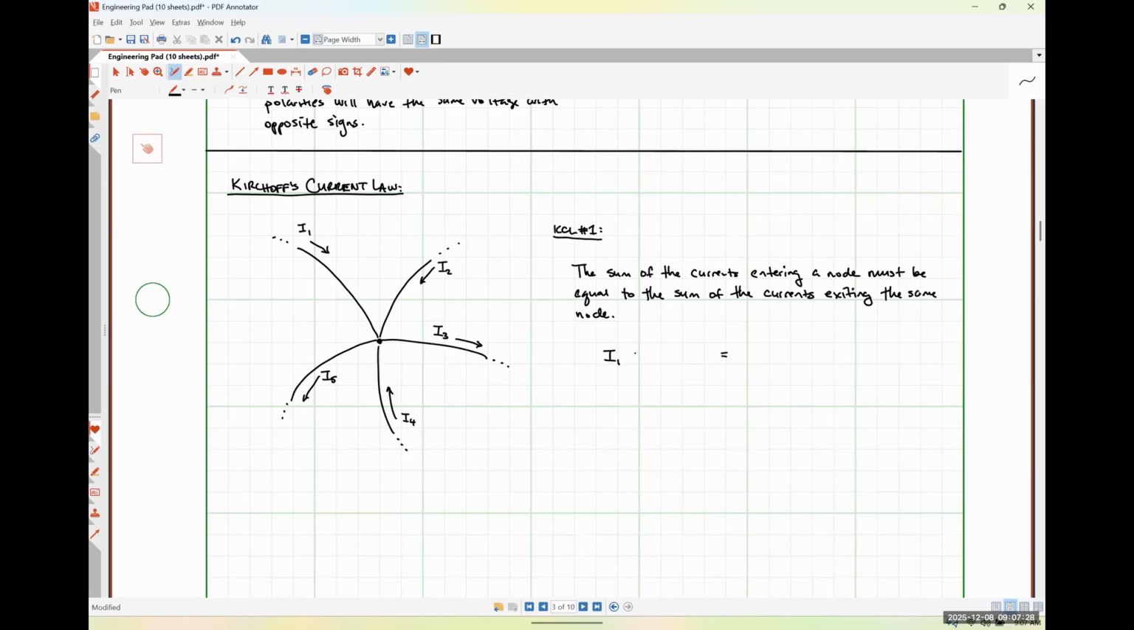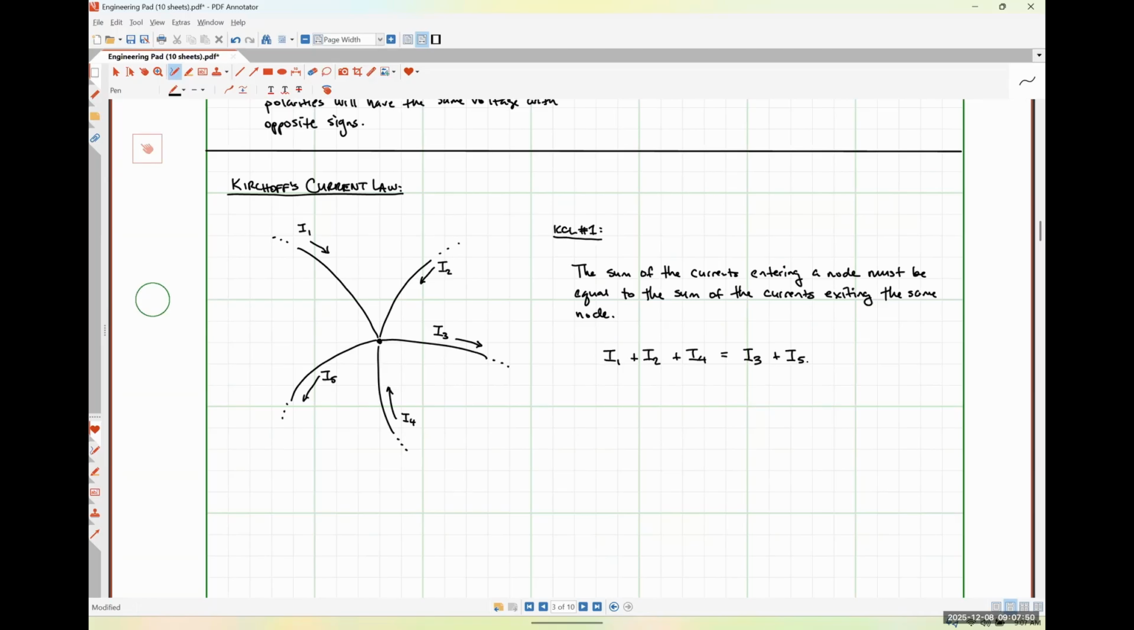I2 is flowing in towards the center, so it's going to go over here. And it says the sum of the currents, so I'm adding them together. I3 is flowing out, so it's going to go on the right-hand side. I4 is flowing in, so it's going to go on the left-hand side. I5 is flowing out, so it's going to go on the right-hand side. And all of my various currents are taken care of, right?